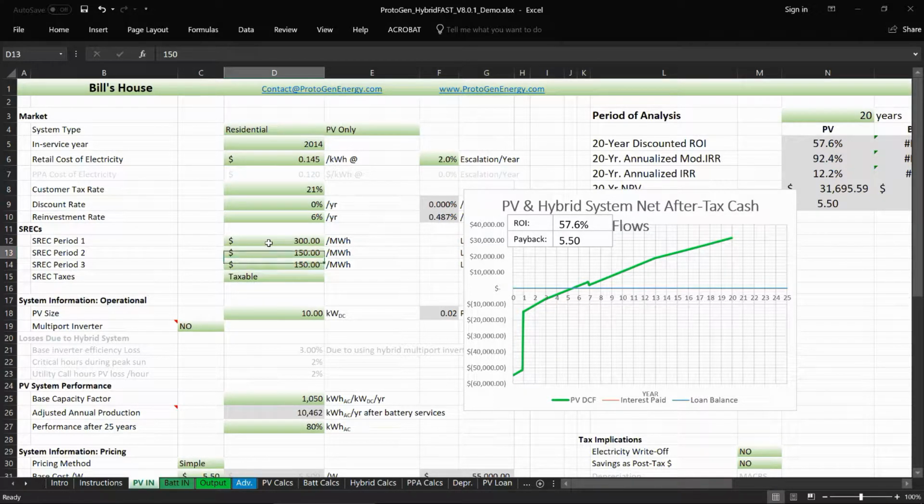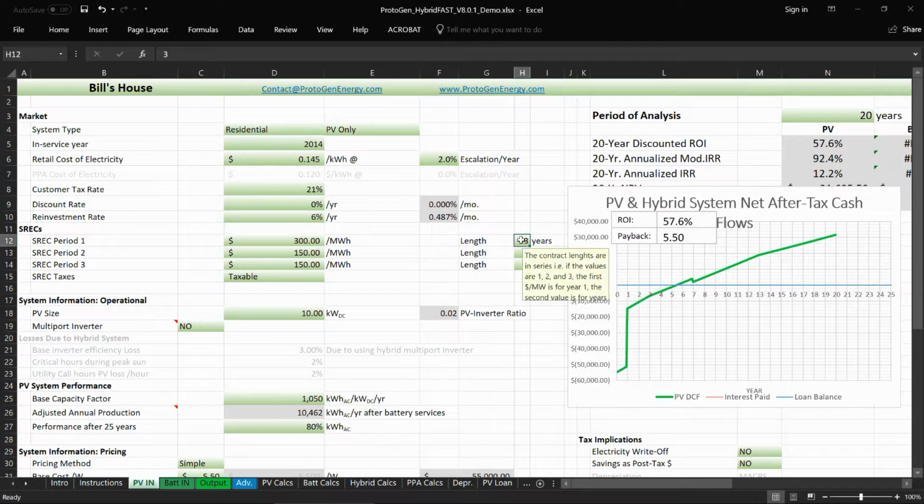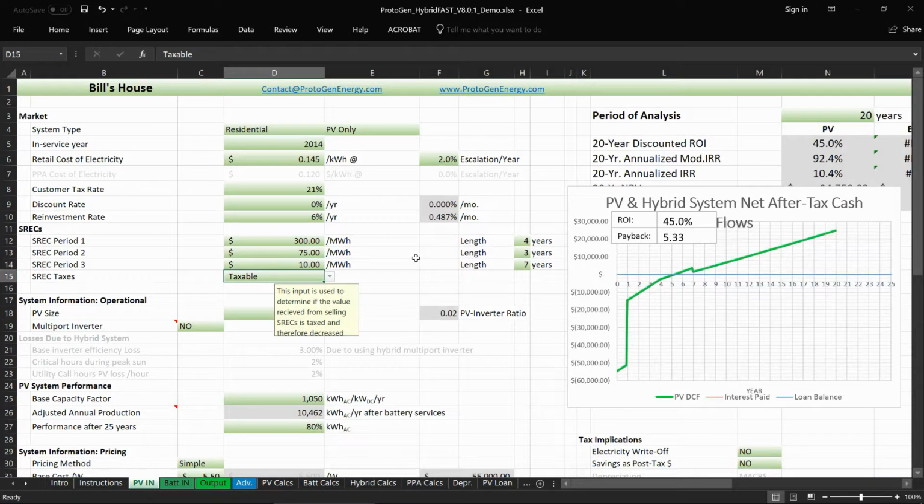And then what sadly happened in Pennsylvania, after just a couple years, say they got 3 years at $300, but so that would be 2011. Let's give them 4 years. And then by 2012, the SRECs dropped precipitously to like $75 per megawatt and below. Now that really starts to have an effect.